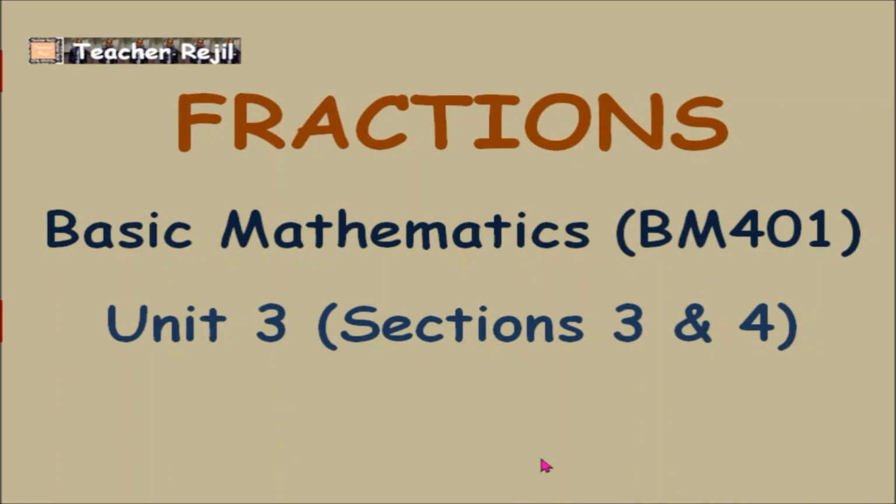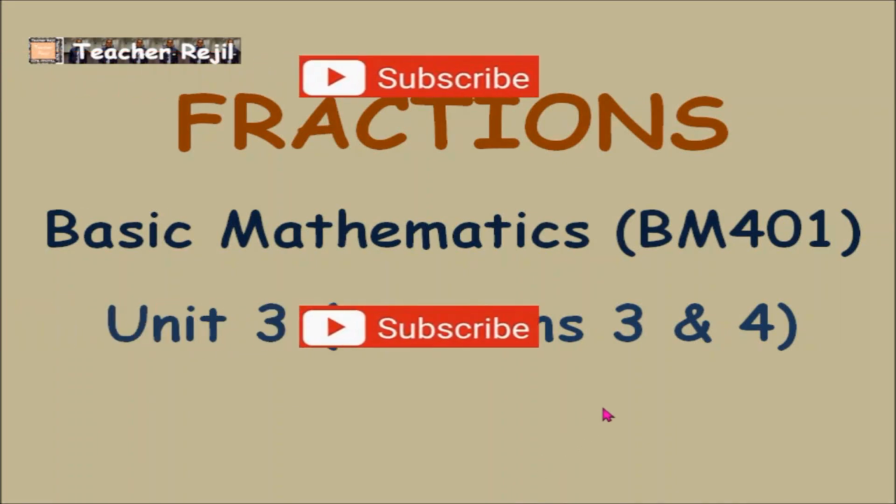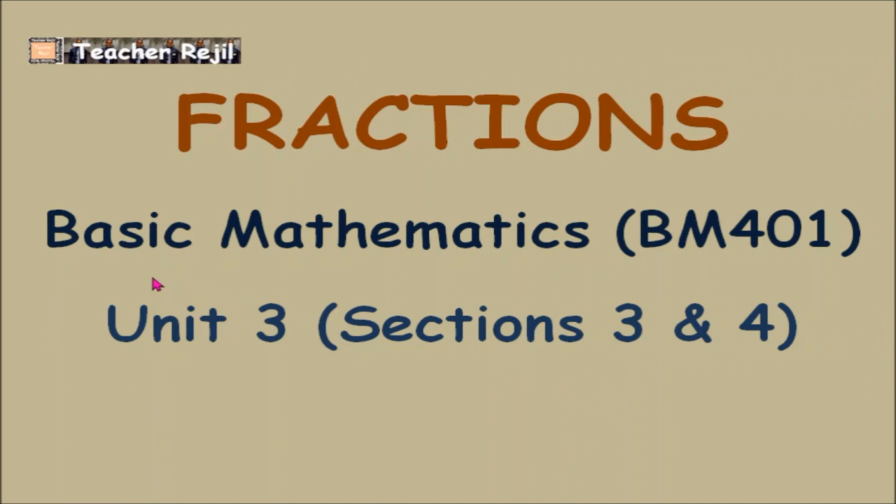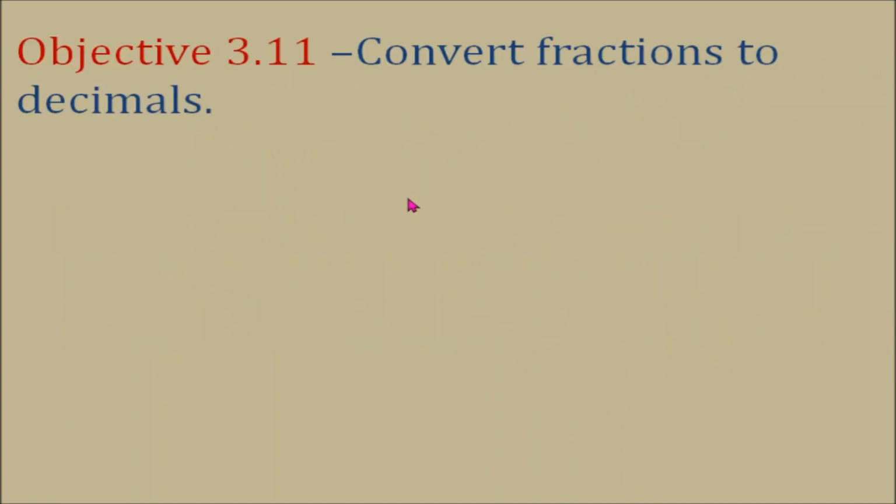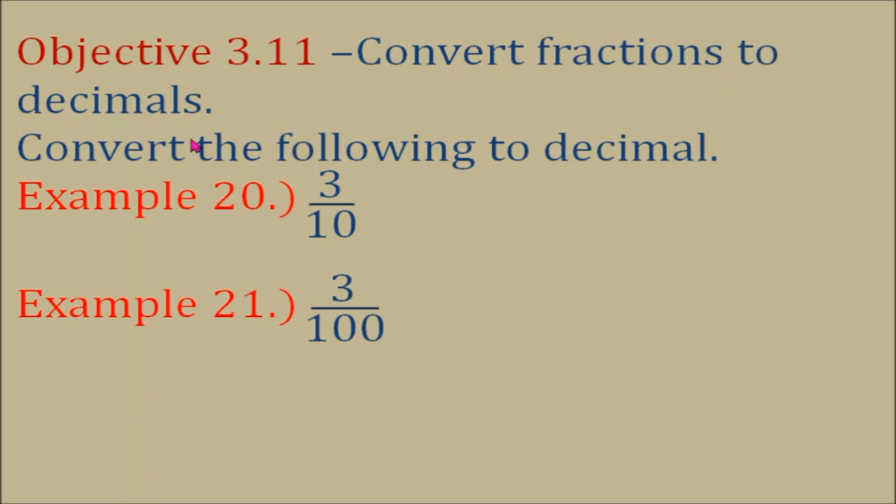This is Unit 3, Sections 3 and 4 of the course Basic Mathematics, and it's about fractions. Objective number 11, convert fractions to decimals. Example number 20, convert 3/10 to decimal.